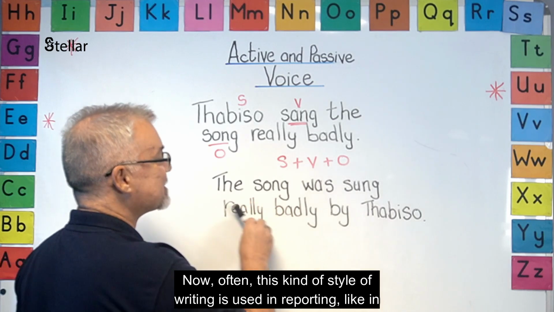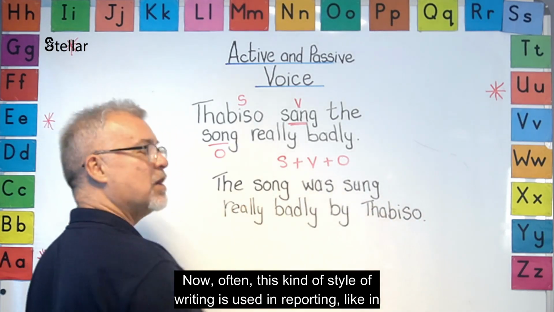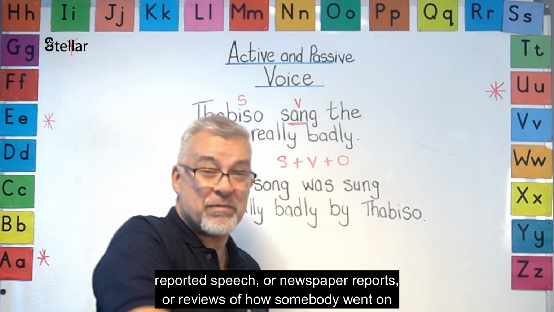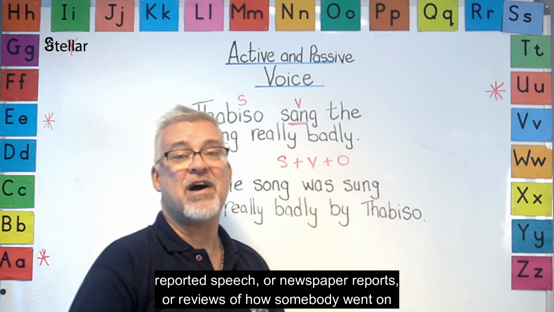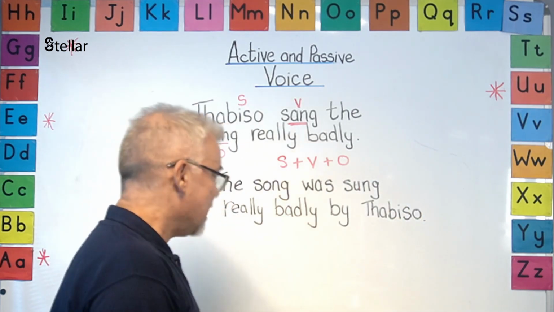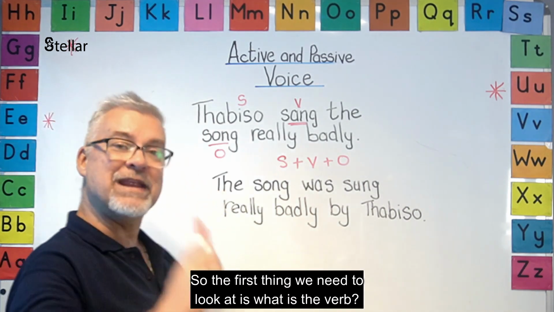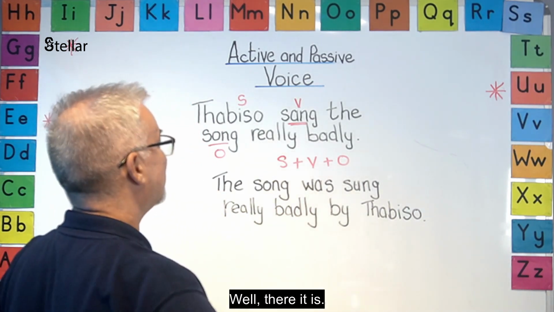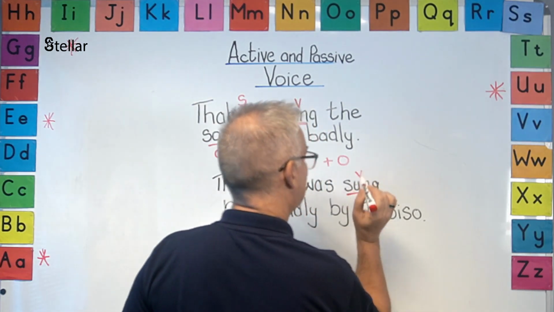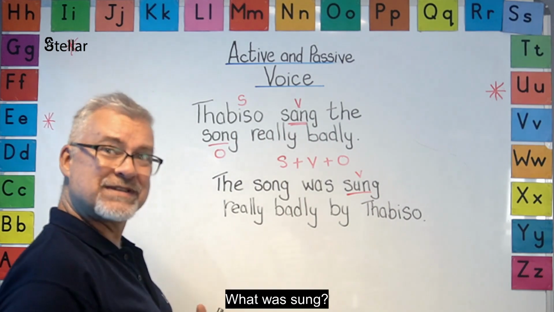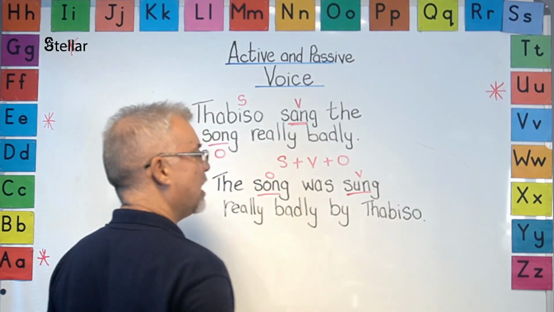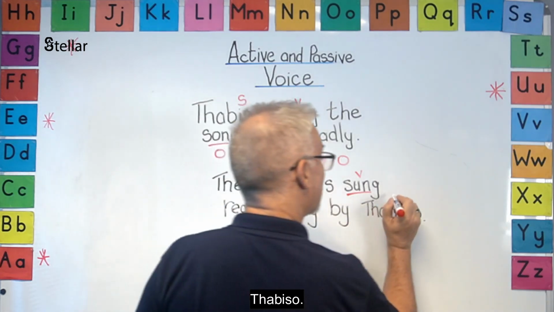Now often this kind of style of writing is used in reporting, like in reported speech or newspaper reports or reviews of how somebody went on stage and sang the song really badly. All right, but let's have a look at this. So the first thing we need to look at is what is the verb? Well, there it is. Instead of sang, it's now sung. There's your verb. What was sung? The song. Oh, what do you notice? Who did the singing? Tabiso.